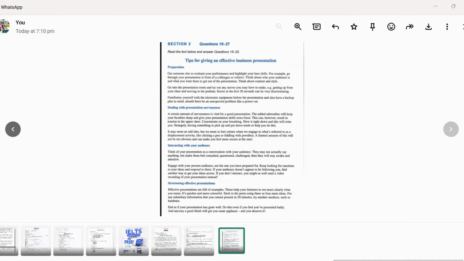Now, having explained what reading is, the format of the reading, the processes of the reading, then how to read effectively and strategies, let's move to the question types in the reading. I'm going to be showing you the different question types in the reading.